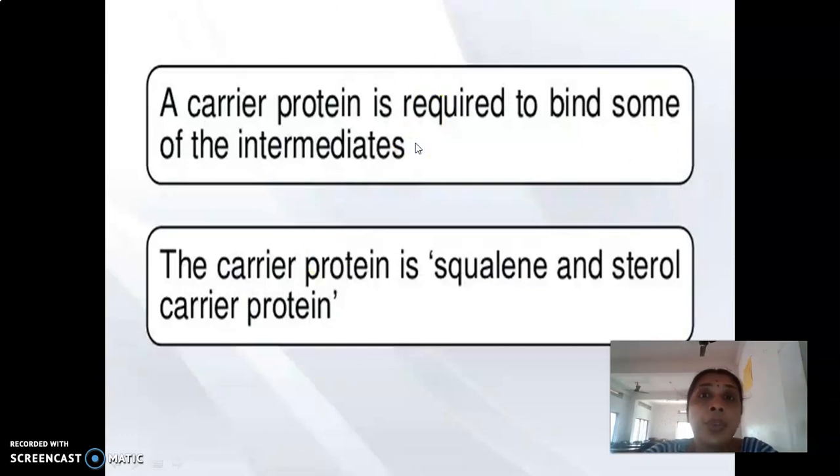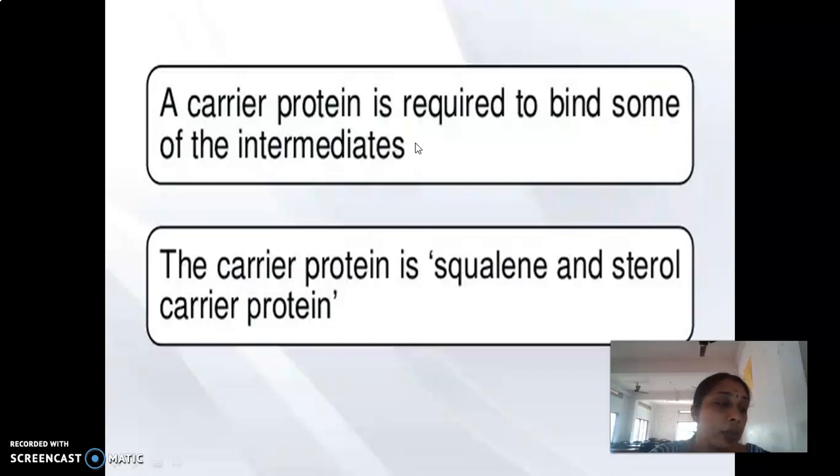Since it's a purely cytosolic pathway, for simplicity we can divide the de novo pathway into 5 different stages. Stage 1 is the formation of a 6-carbon compound known as mevalonate. The second stage involves the formation of isopentenyl pyrophosphate, a five-carbon molecule, an isoprenoid side chain molecule.